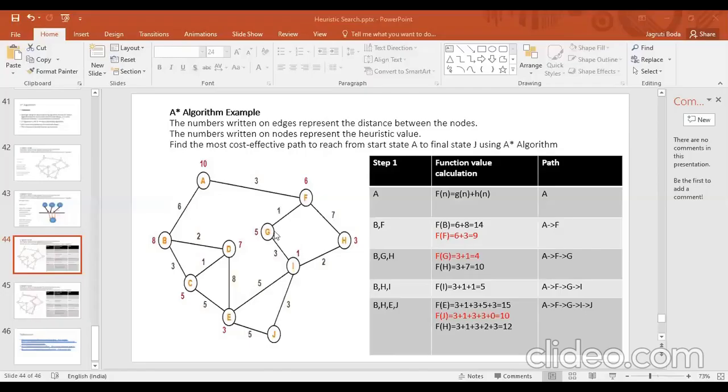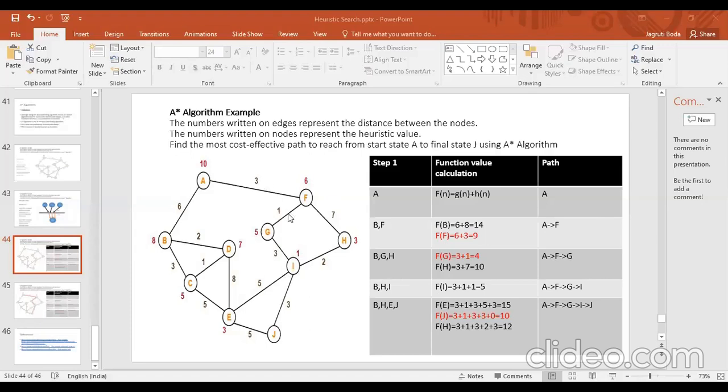Okay, now we reach to the G node, right? Now I have to explore the successor of G. So which is the successor of G? That is I, right? Now I have to add I in the open list and G in the closed list because G is already explored. So A, F, G are in closed list and I add in the open list. So B, H, I. Okay, now I have to calculate f of I value.